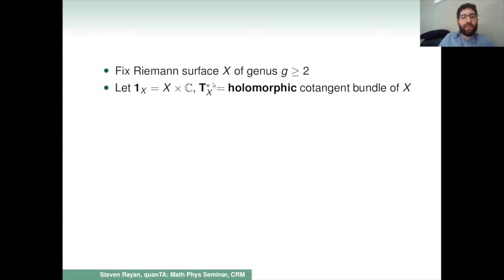And just some notation, if my Riemann surface is X, I'll let 1 stand for the trivial line bundle X cross C. And I'll let T star X stand for the holomorphic cotangent bundle of X. So you can think of the cotangent bundle, but I want holomorphic one forms as its sections. These are both line bundles, but in a complex sense. The fiber here is the complex numbers.